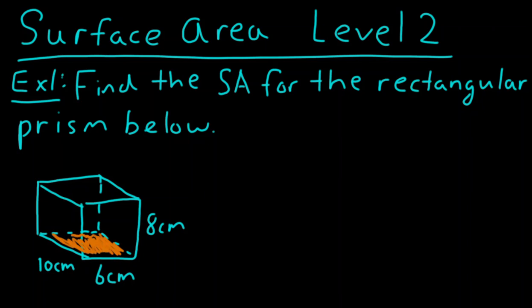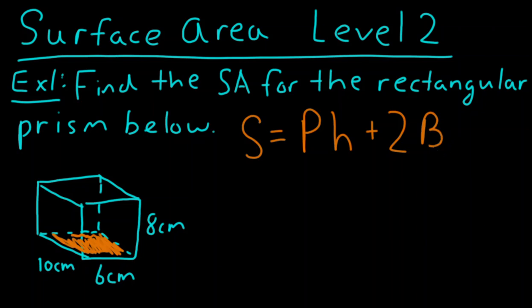Alright. And we're going to discuss the formula for the total surface area. So it's going to be this. S equals P, we use a capital P to represent the perimeter of the base, times the height, plus 2 times B, the area of the base. So if you watched my level 1 video, you know that a capital P stands for the perimeter of the base, and the capital B stands for the area of the base.